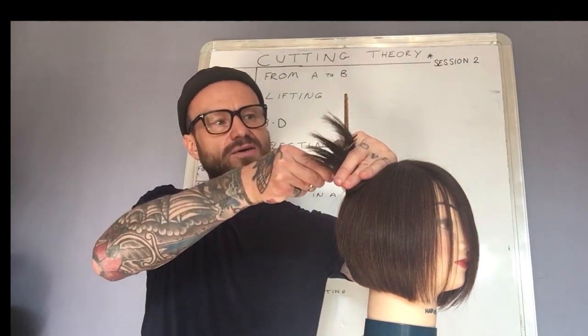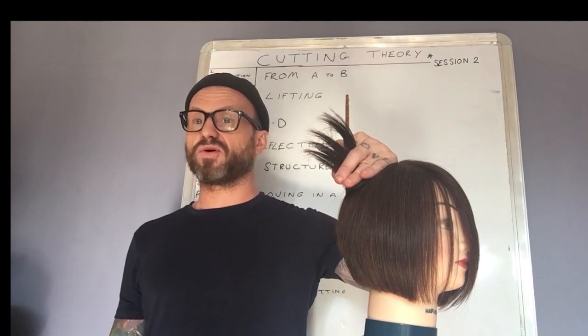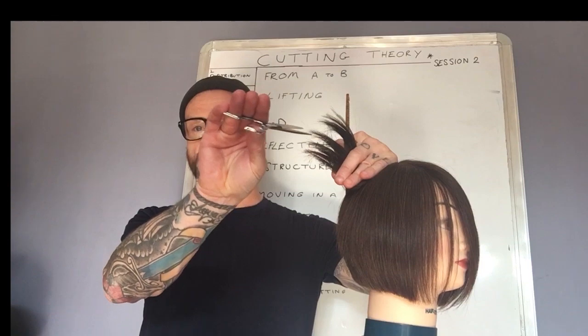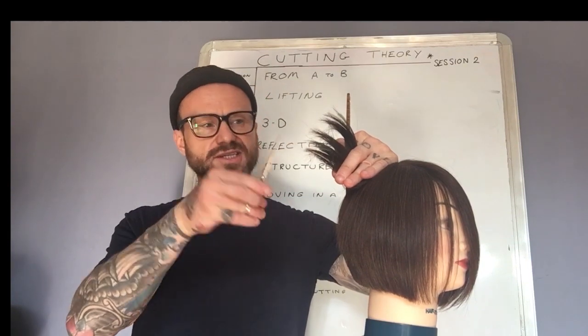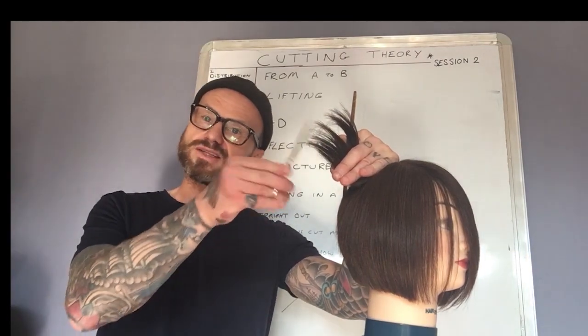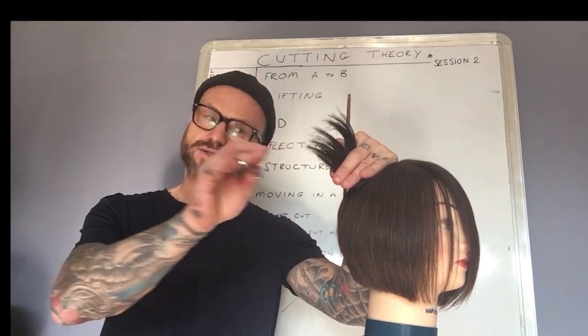So you're taking out a lot more hair. If you're point cutting, remember, you're just softening the ends of the hair like this, and you're only really softening those edges, whereas this, you're going in and you're really taking out large pieces of hair. So there's quite a difference between slicing and pointing.